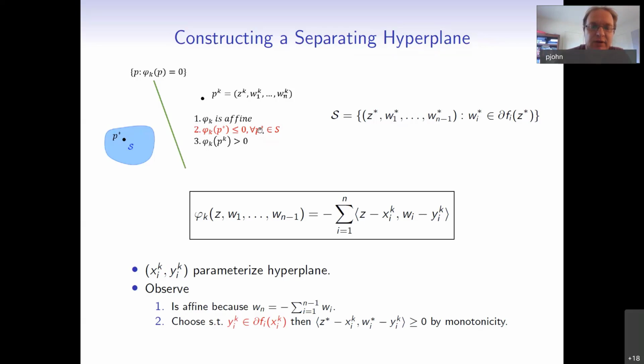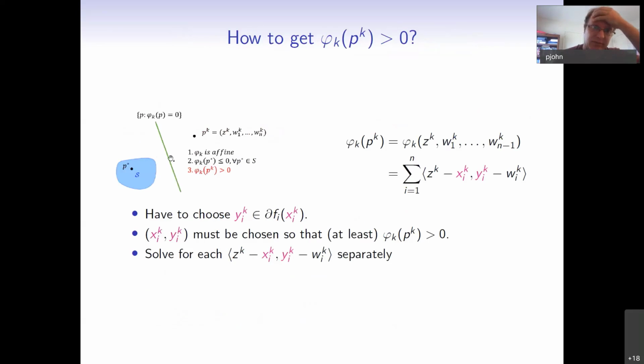Okay, so that's number one and number two we've covered. Now we're left with number three. We need to pick the hyperplane in such a way that pk is on the positive side. So how do we do that? Ultimately we have to get there by choosing this pair of numbers xik, yik in some way. That's how we parameterize everything. Now we're constrained that yik has to be a subgradient, but we have some freedom in the choice of x.